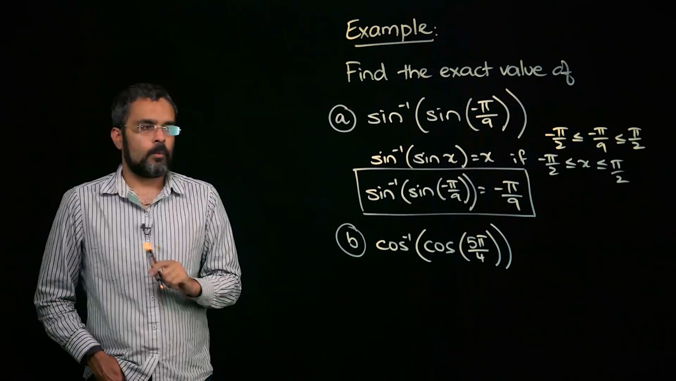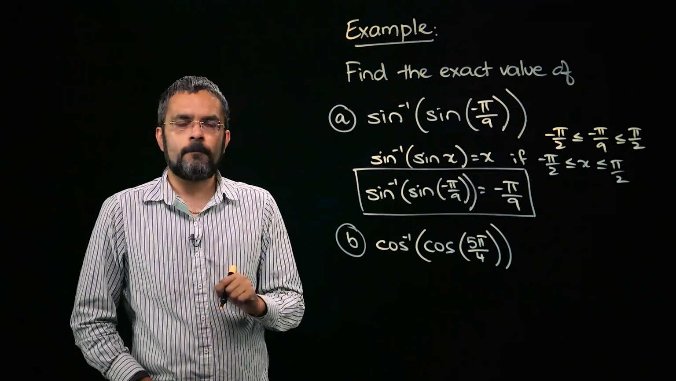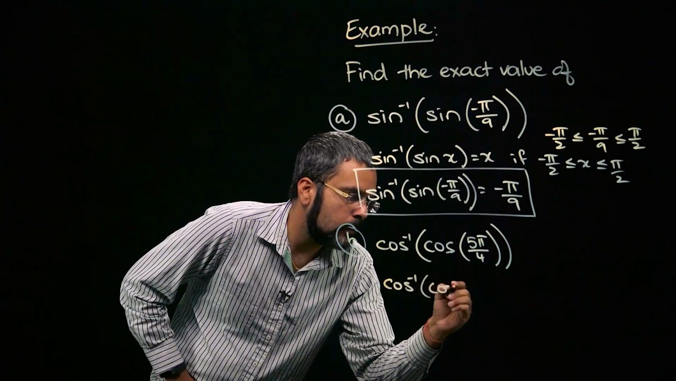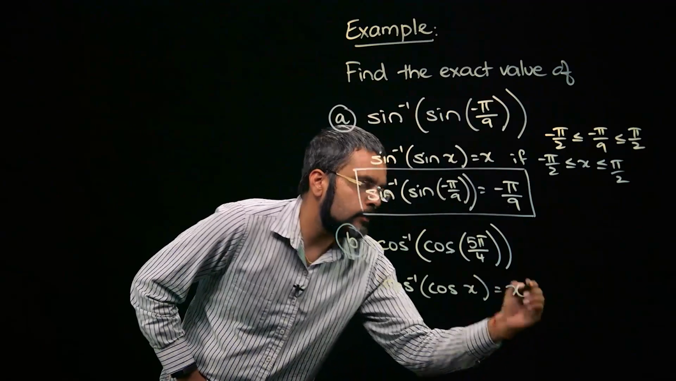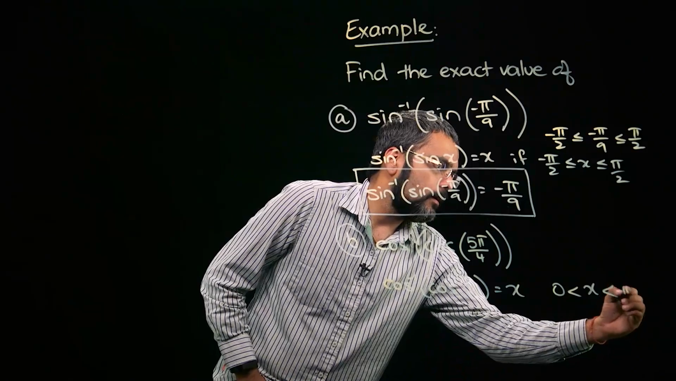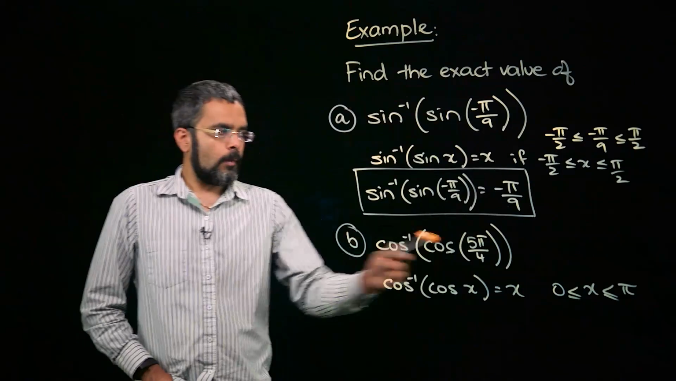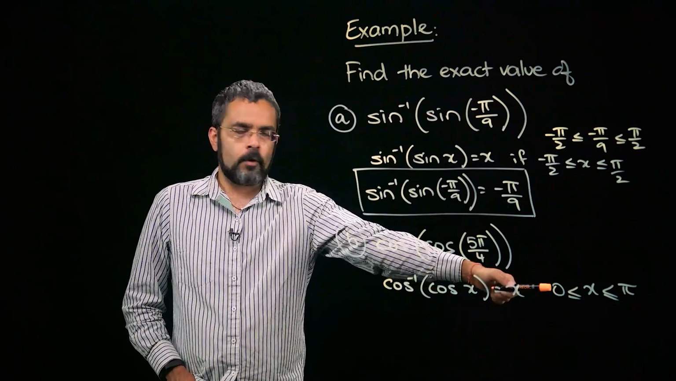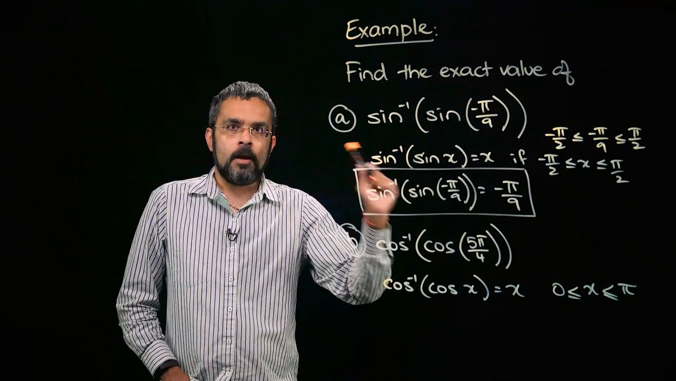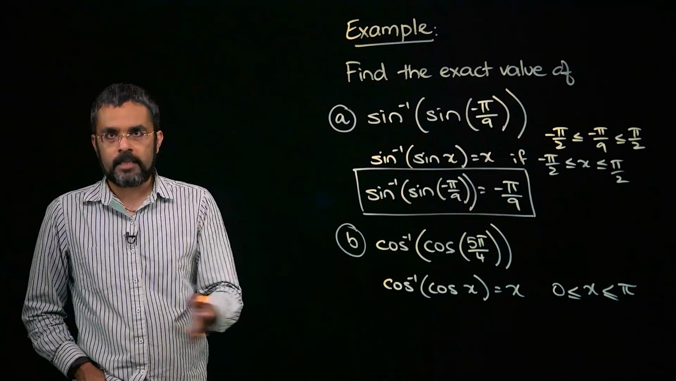Second one: I want to solve cosine inverse of cosine of 5 pi over 4. We know that cosine inverse of cosine of x is x. The condition, however, is that 0 is less than or equal to x less than or equal to pi. That's a problem for us because 5 pi over 4 is not in that range; it is actually greater than pi. But if you remember, cosine is a periodic function, which means it repeats every 2 pi.